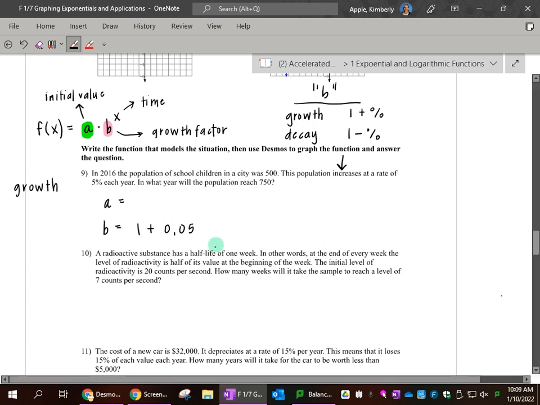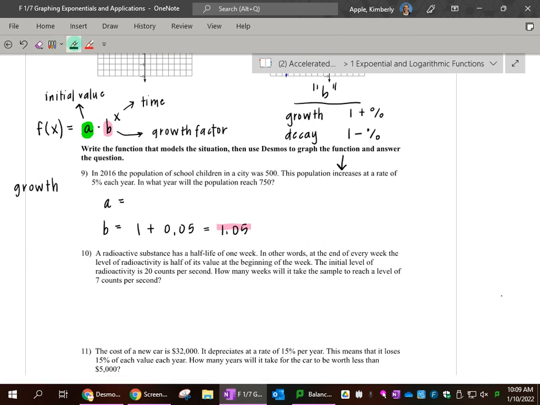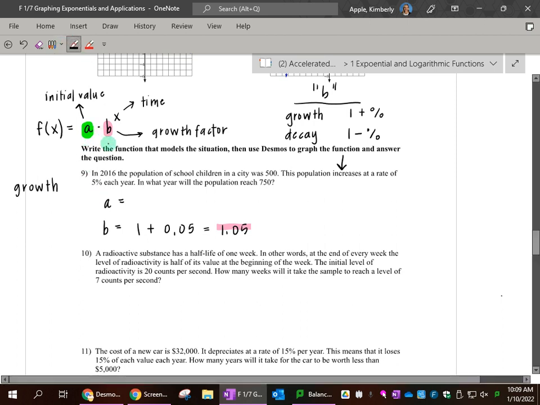If we go ahead and combine these like terms, these are just two things, this is 1.05. So that is my growth factor. That's the b. And look, I've got half of what I need. So now I only need this a value here, which we know is the initial value. So what is the initial value? 500. We start with 500 kids. So that's what it is.